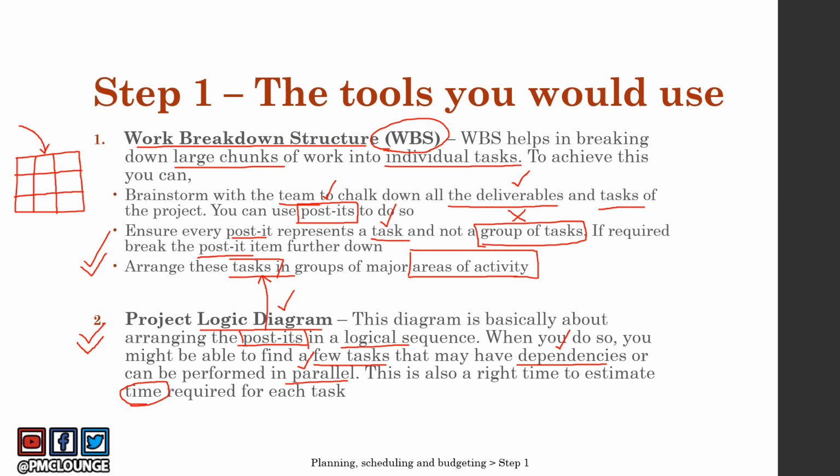The second type of tasks are parallel tasks. We talked about how, when you arrange those post-its logically, you may find that some tasks have dependencies and some tasks can be performed in parallel. We just talked about dependent tasks. Now let's talk about parallel tasks. Parallel tasks are tasks which are not dependent on the completion of anything else and may be done at any point in time. They are not dependent on anything. You can perform them in parallel as well.